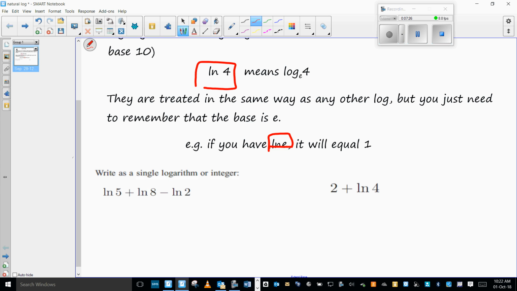That's going to equal 1 because we know this means log base e of e. And we know if the base is the same as the value we're taking the log of, the answer is going to be 1.